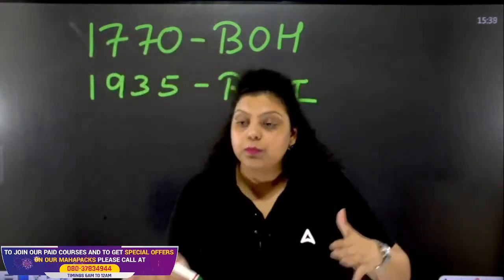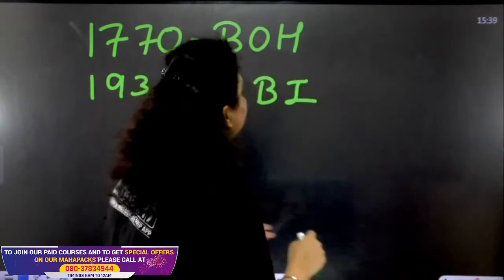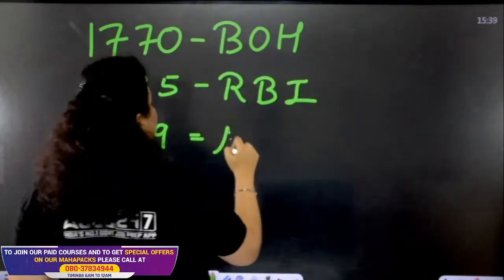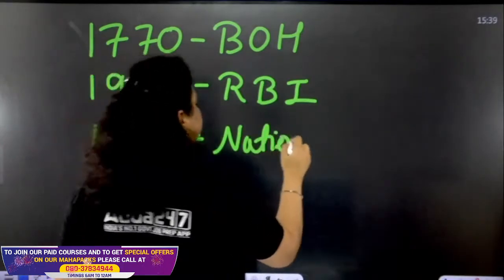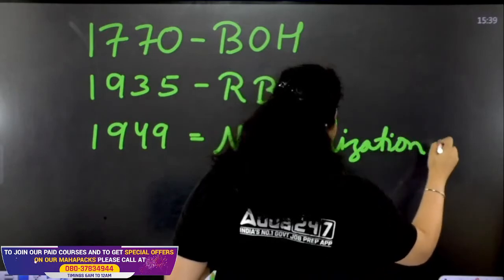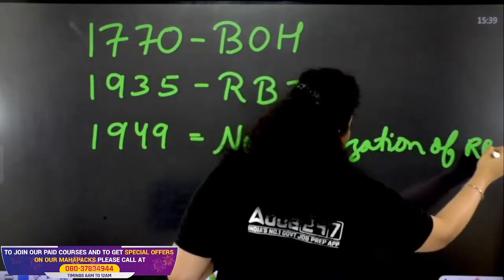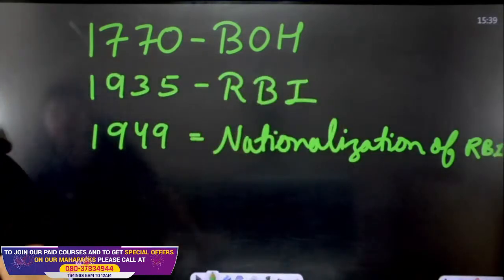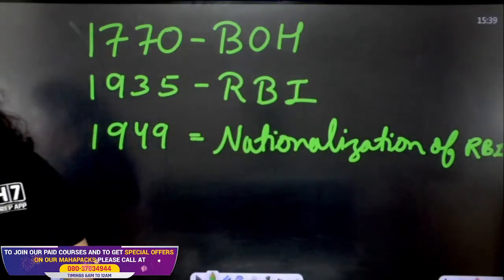But now the ownership of RBI has changed. Now RBI is the government's bank, and on 1st of January 1949, the nationalization of RBI was done. Since then, RBI is the Government of India's bank, because the Government of India has purchased 100% shares of the Reserve Bank of the country.